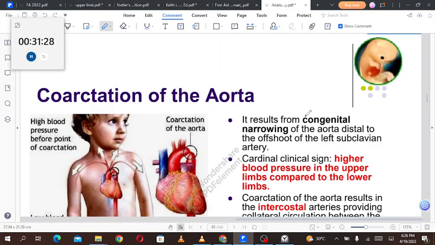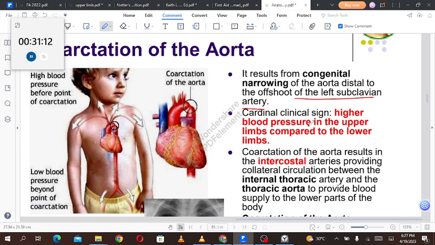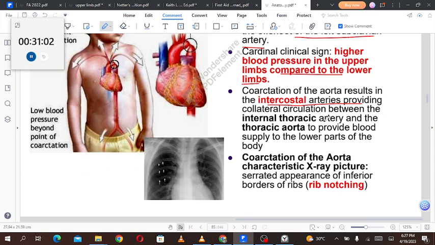So what is coarctation of aorta? It results from a congenital narrowing of the aorta distal to the origin of the left subclavian artery. When the left subclavian artery is given off, as over here, after this there can be a congenital narrowing of the aorta. The cardinal sign is higher blood pressure in the upper limbs compared to the lower limbs. Coarctation of the aorta results in the intercostal arteries providing collateral circulation between the internal thoracic artery and the thoracic aorta, to provide blood supply to the lower parts of the body.